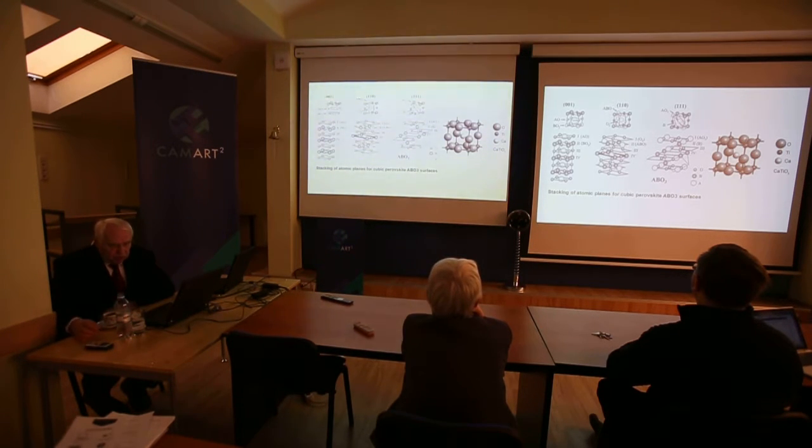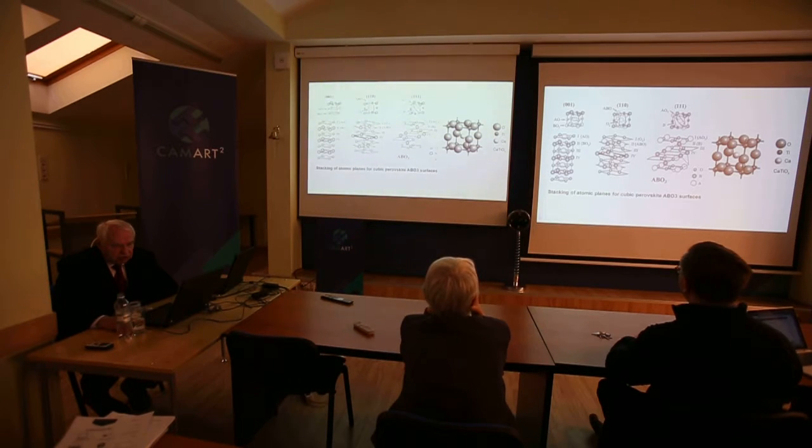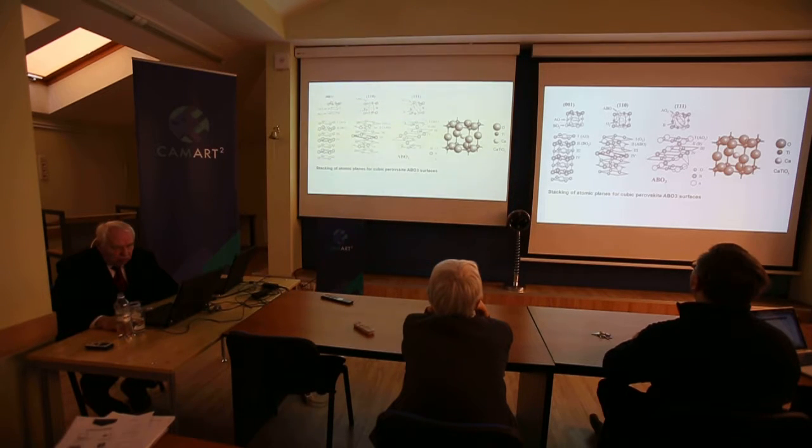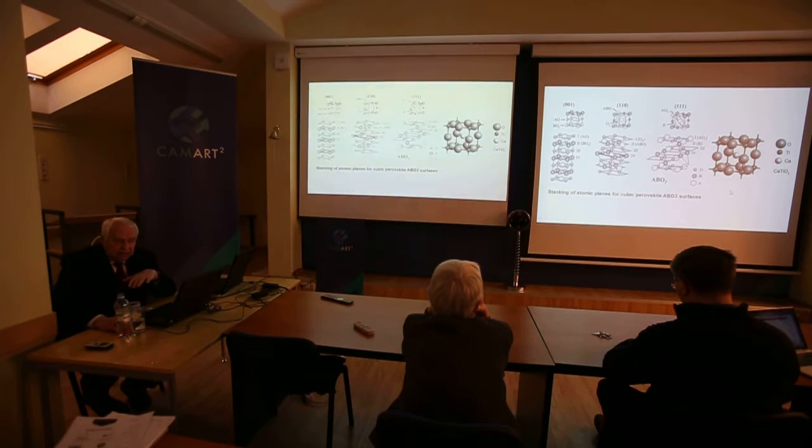What does 0, 0, 1 mean? It means that you take this cube, which consists of strontium, titanium, calcium, titanium, oxygen 3. When you model a surface, you have ABO3. A is calcium, B is titanium, O is oxygen. So you have two planes, AO and BO2. And then you take this slab, AOBO2, AOBO2, and so on and so on.